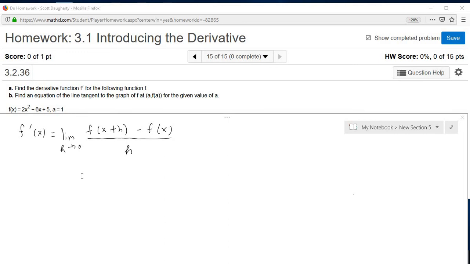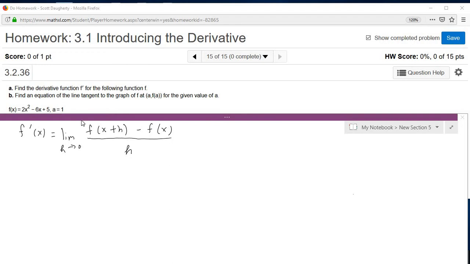Hello again. In this video, I'm going to go over this homework problem from chapter 3. In this problem, we're supposed to find the derivative of this function, 2x squared minus 6x plus 5, and then find an equation of the line tangent to the graph of the function at a comma f of a, where a is equal to 1. So let's find the derivative first.